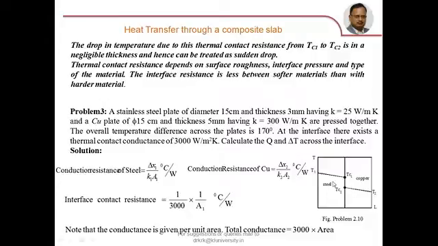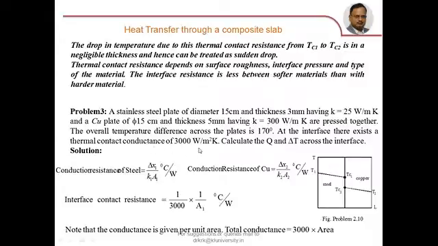Steel, resistance offered by the steel material, and resistance at the contact, and resistance offered by the copper material. The resistance of the steel is given by del X1 by K1 A1. The unit is degrees centigrade per watt. And the conduction resistance of copper is del X2 by K2 A2. That is also degrees centigrade per watt. Hence, the thermal contact resistance should also be in degrees centigrade per watt if you want to add these 3 resistances.